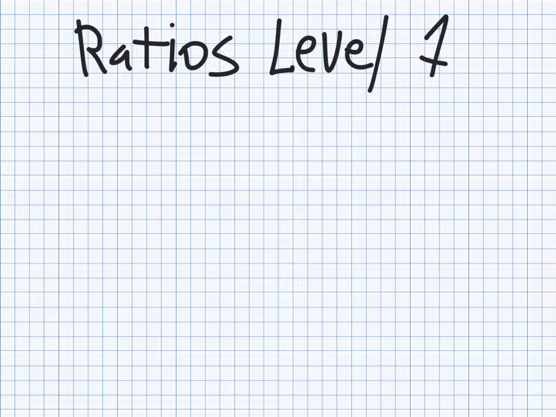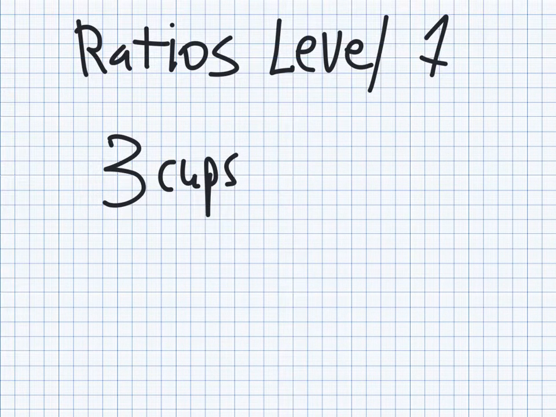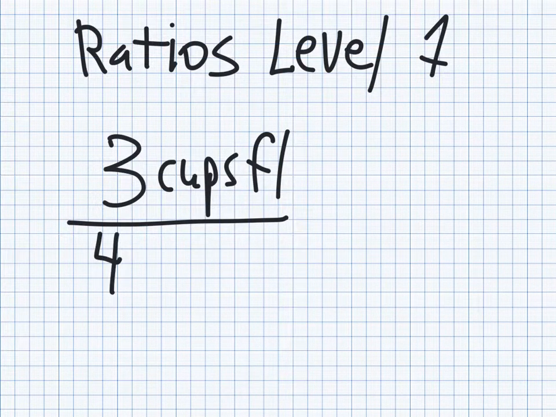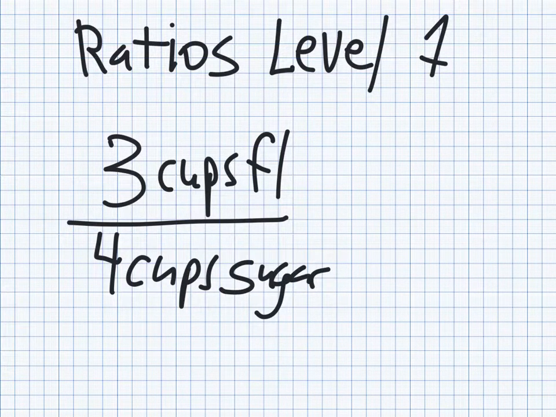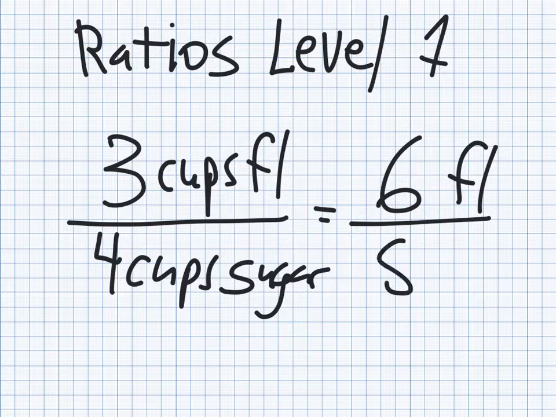So let's think about a ratio like 3 cups of flour and we'll pick a favorite ratio for our friends here in D16, 4 cups sugar. So what happens if we want to double that? So then we'd double it, so we'd have 6 flour and 8 sugar.